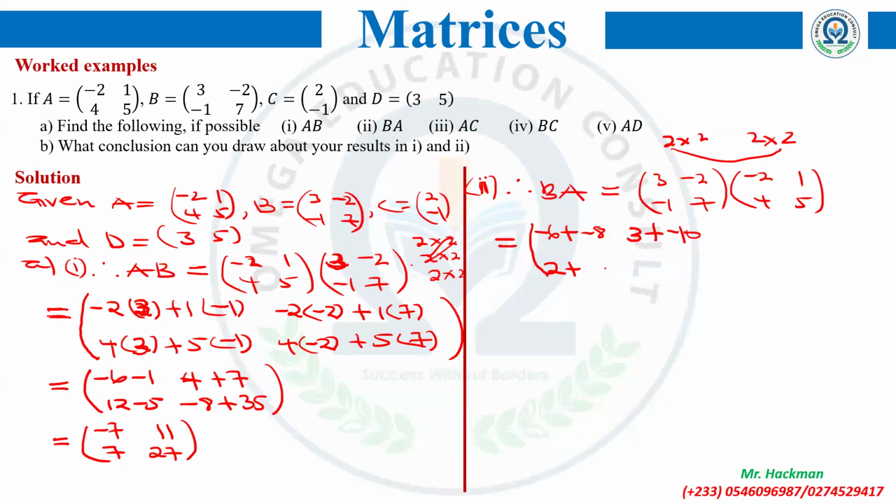Hello, 7 times 4 will give us 28. Okay, then you come to this, which will now multiply. This will multiply this, then plus this times this. So it will be -1 times 1, which will give us -1. Okay, then plus what? 7 times 5, which is 35.